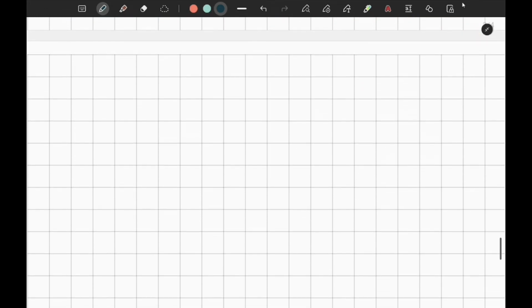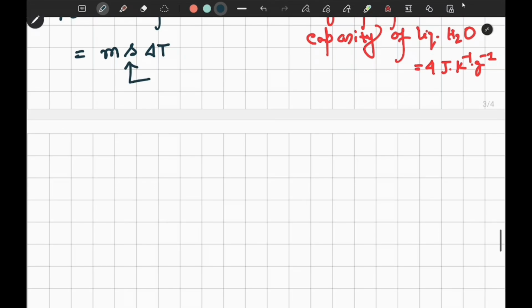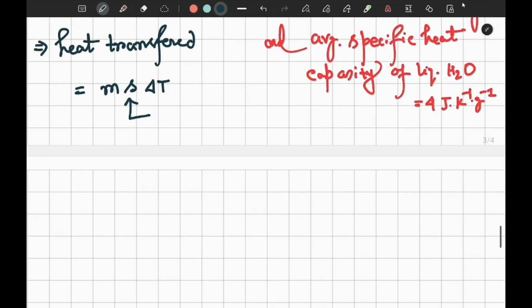Now here in the question, this is the specific heat capacity. That means this is the amount of heat it actually absorbed or released, per unit temperature change per unit mass. So when you multiply with the total mass and total temperature change, then obviously it will be the measure of total heat transfer. So this is the case.